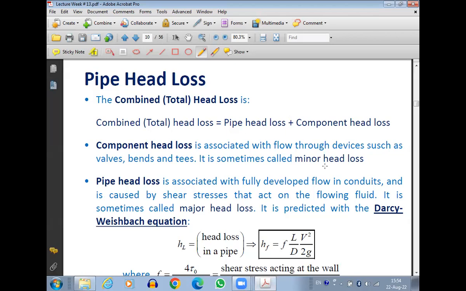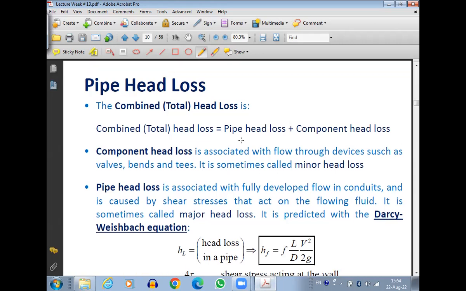Okay, the next topic is pipe head loss. When we talk about pipe head loss, it means the loss in pressure or energy that occurs as the fluid flows through the pipe. The combined total head loss is the pipe head loss plus the component head loss. The component head loss is associated with flow through devices such as valves, bends, and tees. It is sometimes also called the minor head loss. So normally, in basic fluid mechanics, it is referred to as the major head loss and the minor head loss.